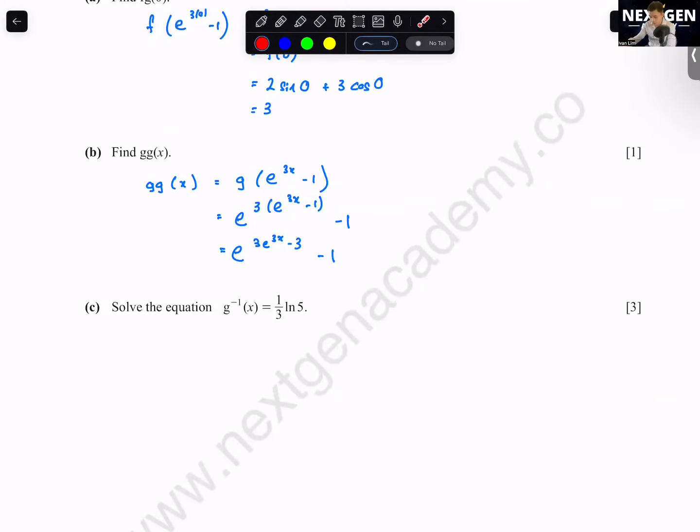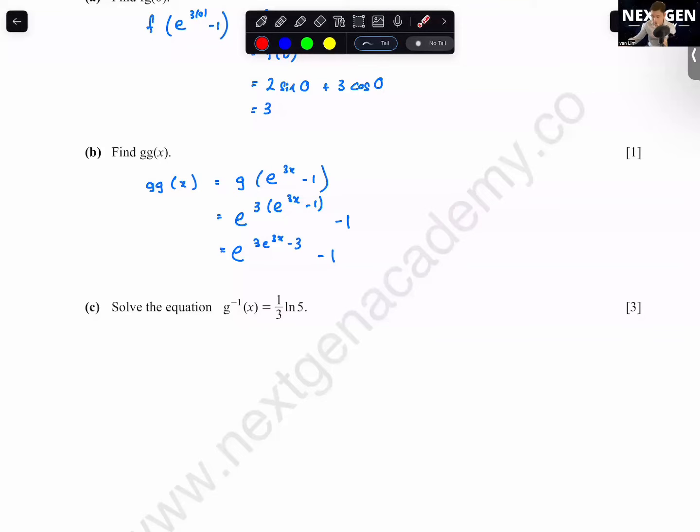Question 3. Solve the equation g inverse x equals 1 over 3 ln 5. Let me ask all of you, I want you all to type in the chat. How do you do this question? What was your first step? Everyone finds g inverse, then equates it to 1 over 3 ln 5. I see Vasha Nohing: find the inverse of g, then equate it to the value.